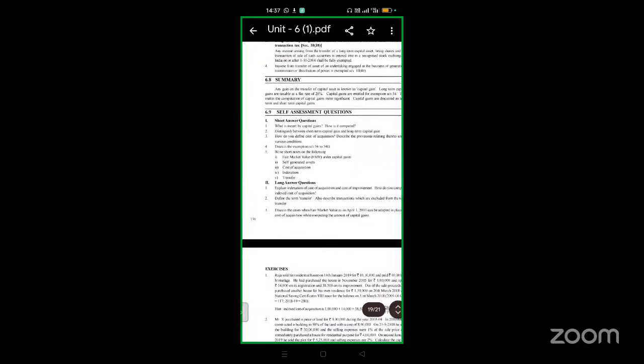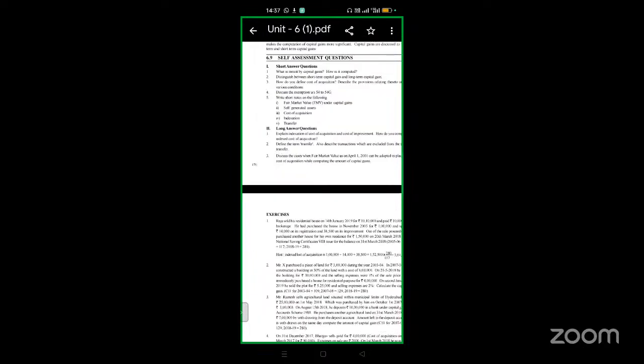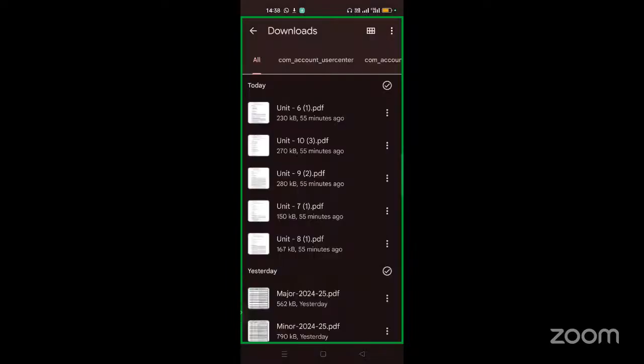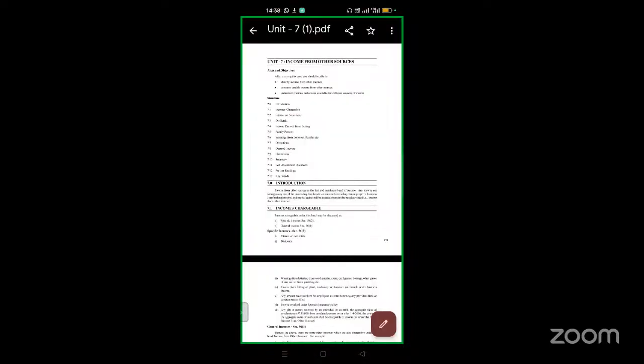Next, we discuss income from other sources. This is the last head of income among the five sources. As we have discussed, the first source is income from salary, the next is income from house property, the third is income from business and profession, the fourth is income from capital gains, and the last one is income from other sources.